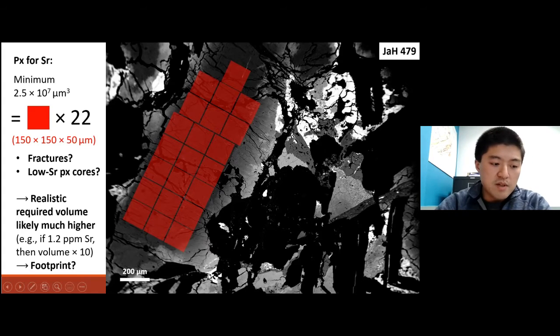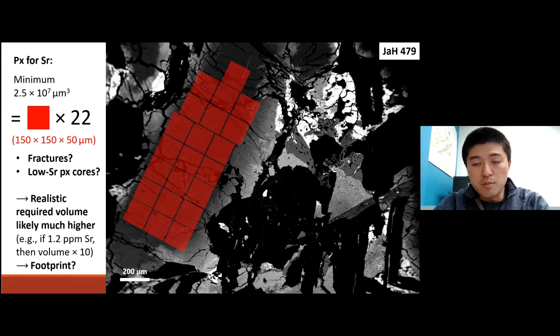But this also means that these evolved pyroxenes are commonly associated with other late stage phases, like illustrated over here. So phosphates, iron sulfides, and also glass and mesostasis. If these additional phases are encountered while drilling for pyroxene, the isotopic signature will also be disturbed by these phases, which can commonly have much higher strontium content than the pyroxene itself.